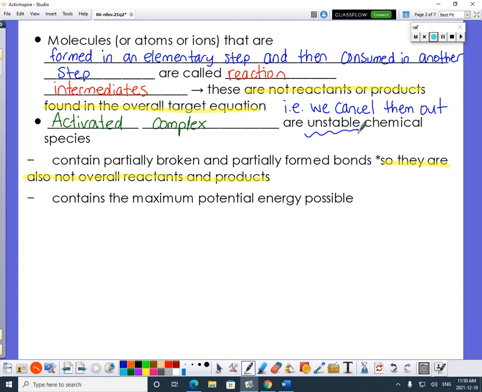So draw a really quick sketch. It does not need to be big, okay? Actually, don't even label the bottom. So for potential energy, where would the activated complex be? It would be up there, okay? The maximum potential energy possible.